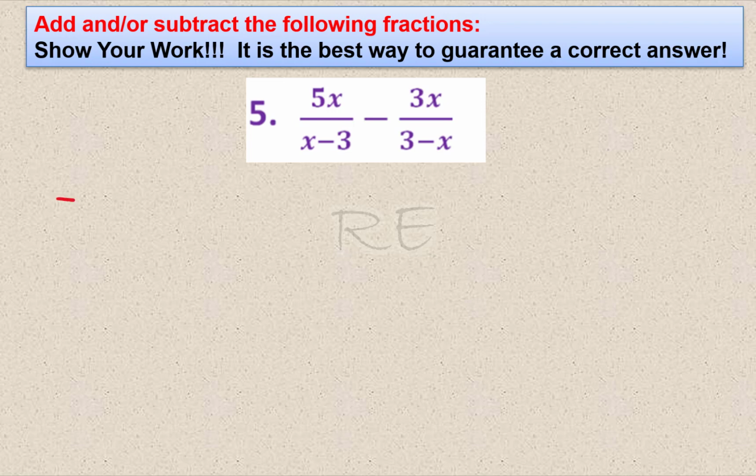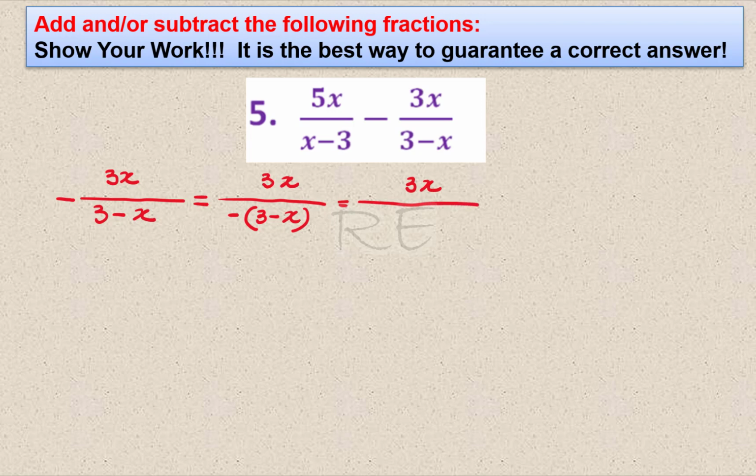Minus 3x divided by 3 minus x can be written as 3x divided by minus 3 minus x. We put the minus sign in the denominator. Now, 3x divided by, we can distribute the minus sign, and we will have x minus 3. Minus negative x will be positive x, minus 3. x minus 3.